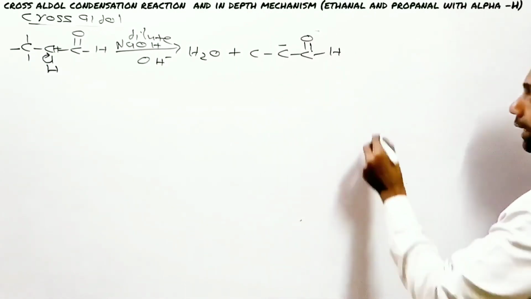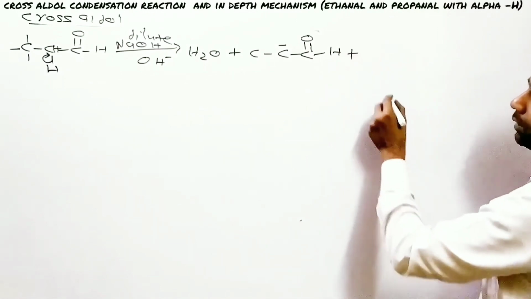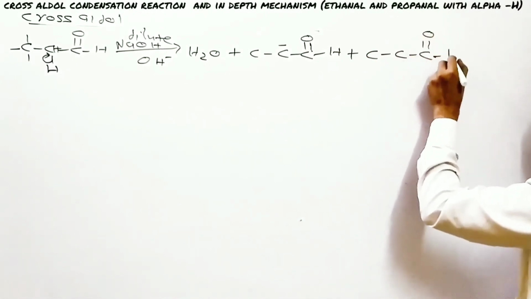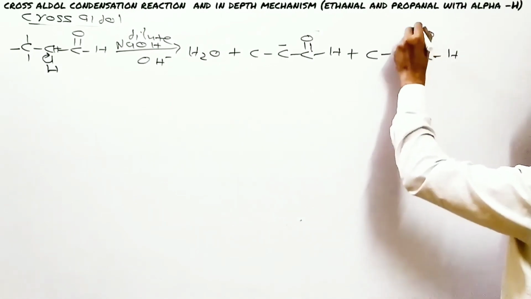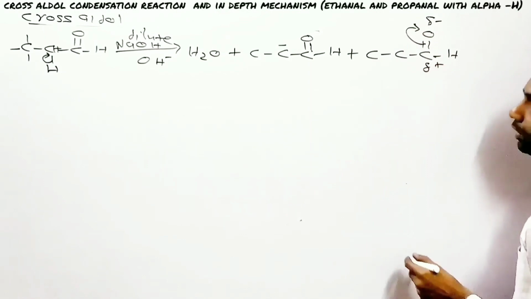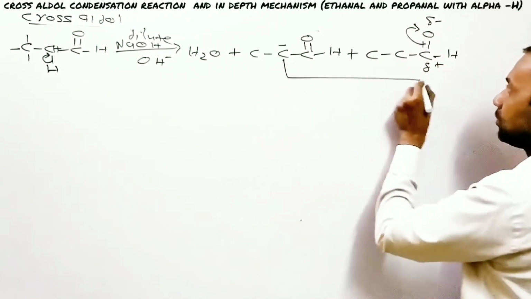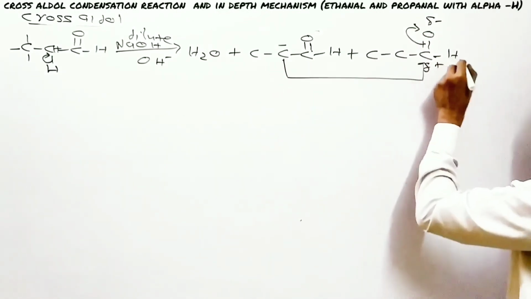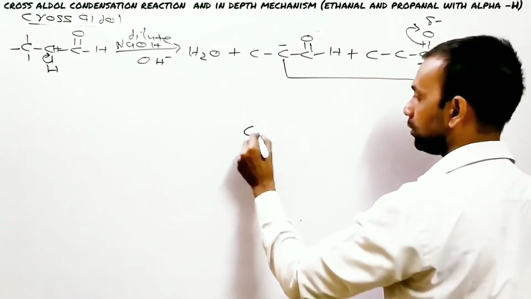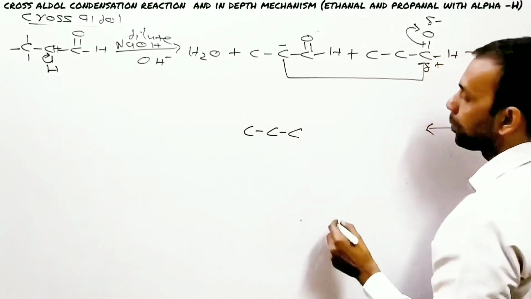In the next step, this one reacts with another propanal. This bond undergoes cleavage, you get a negative here and a partial positive. So this will shift here. And in that case, 1, 2, 3.